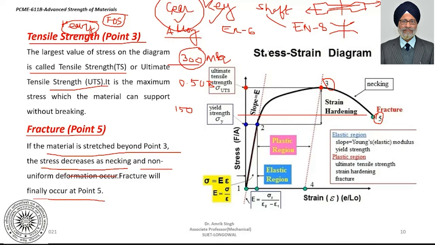Why non-uniform deformation? We have seen there used to be a cup and cone type of fracture. So this will depend upon the type of material. If it is a ductile material, the fracture will be different. If it is a brittle material, the fracture will be different. So this you will see in the next slide.